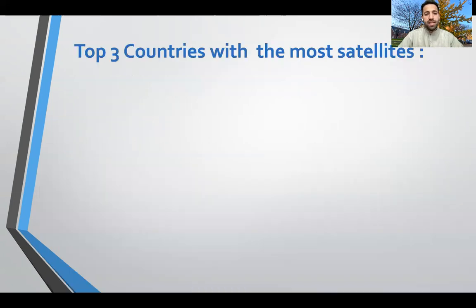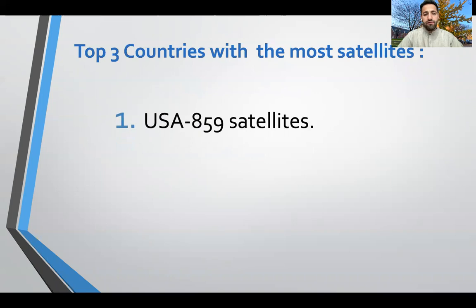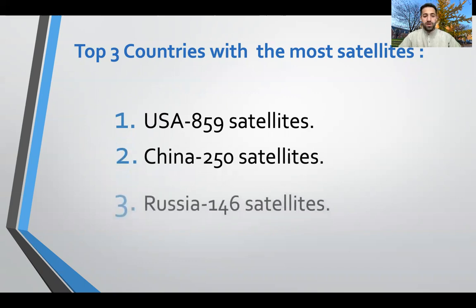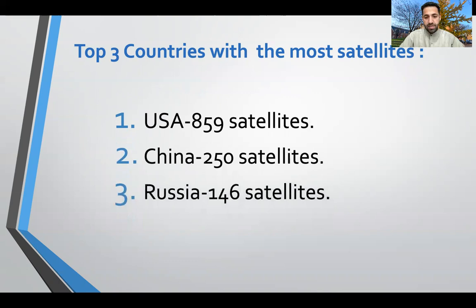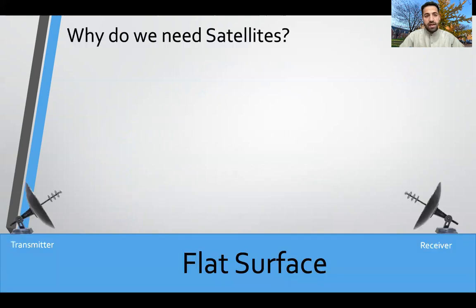Now, let's name the top 3 countries with the most satellites operational in space. The first country is United States with 859 satellites operational. The second country is China with the total number of 250 satellites. And the third country is Russia with 146 satellites. Now, let's answer this question, why do we need satellites?